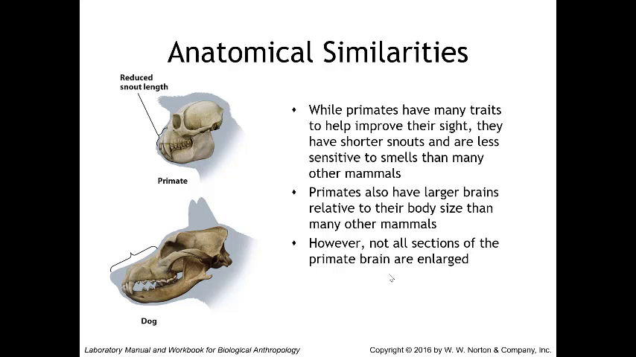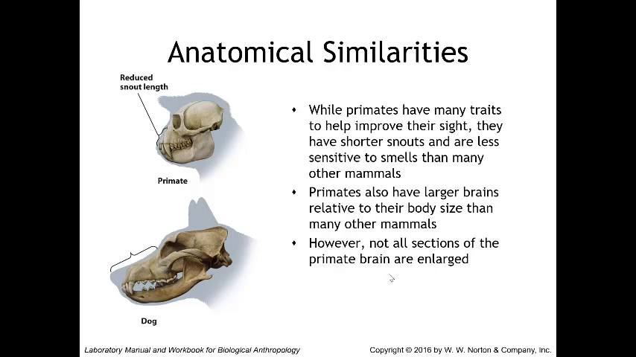However, not all sections of the primate brain are enlarged, right? The areas of the brain associated with the sense of smell, the olfactory bulbs, are much smaller in primates than in many other mammals, which correlates to the primate's reduced sense of smell. So those are behavioral and anatomical similarities.